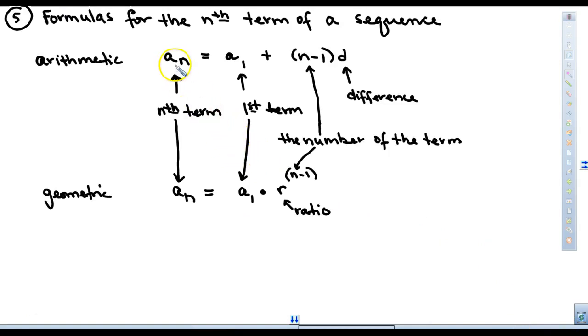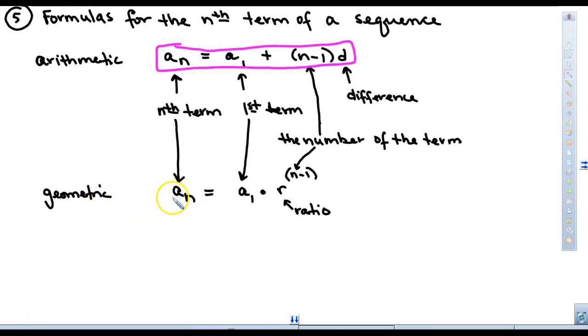Alright, so here are some formulas for the nth term of a sequence that you need to know. If you want to write a formula for an arithmetic sequence, then you're going to use this equation. A sub n is equal to a sub 1 plus n minus 1 times d, where of course a sub n is the nth term, a sub 1 is the first term, n is the number of the term that you're looking for, and d is your common difference. So make sure that you know this formula for an arithmetic sequence.